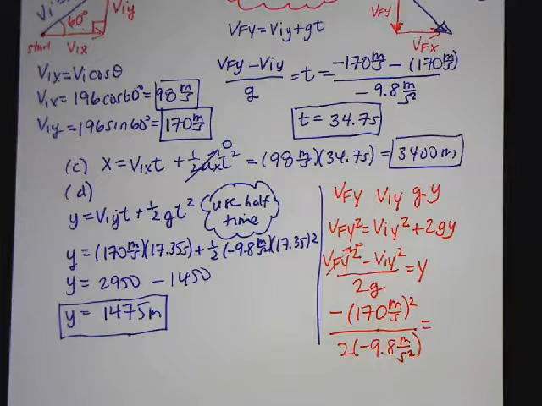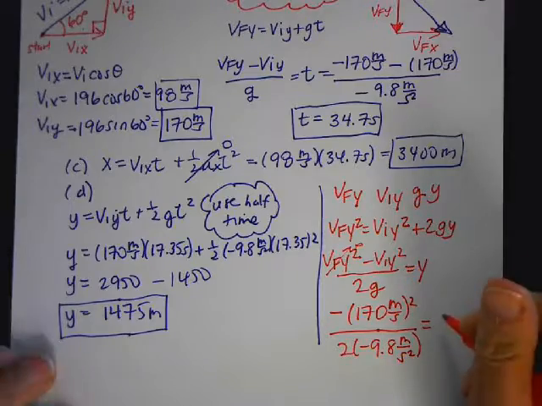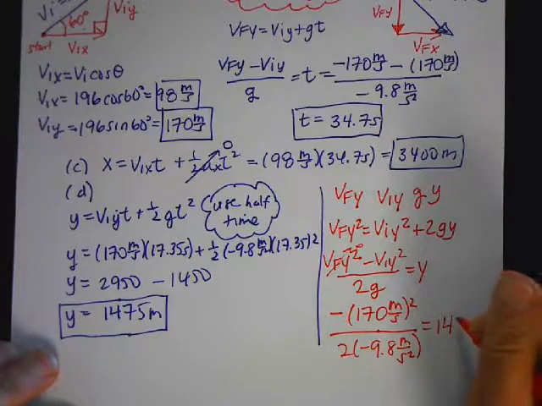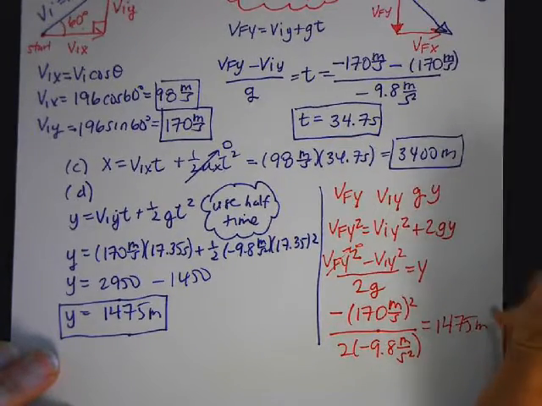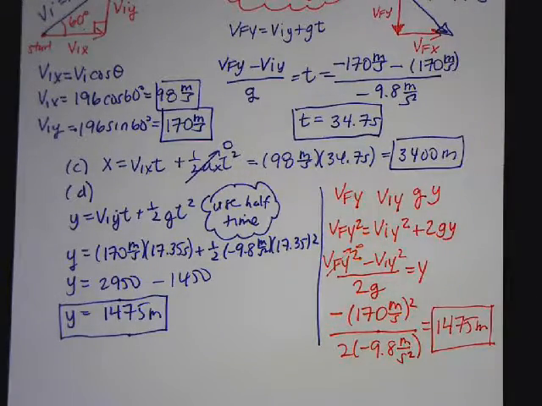Now remember, we can always carry our units through and cancel them to check our work. So when I do it this way, I also get 1475 meters. So you see in two parts of this problem, I can find something two different ways. But you do it the best way that you understand it.